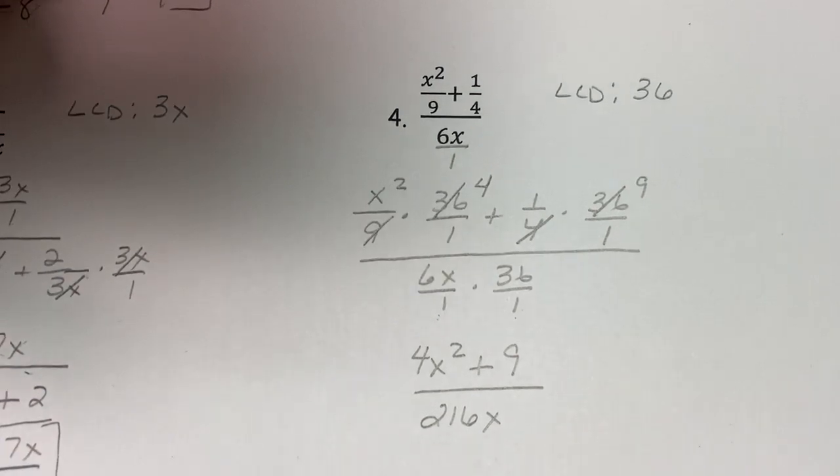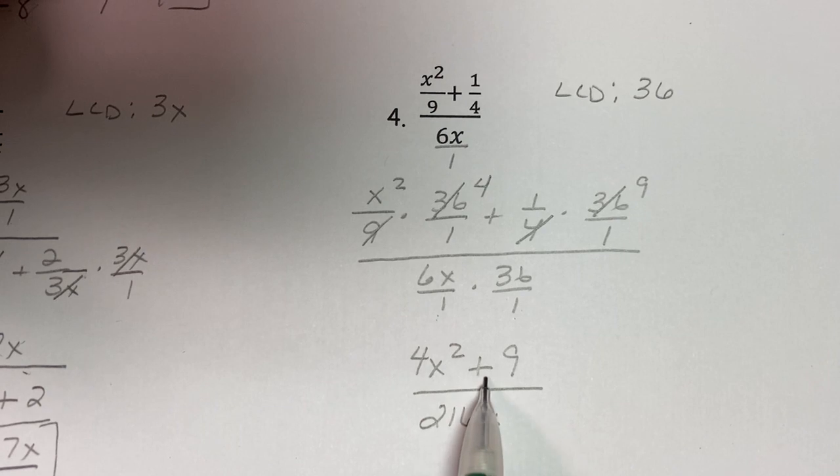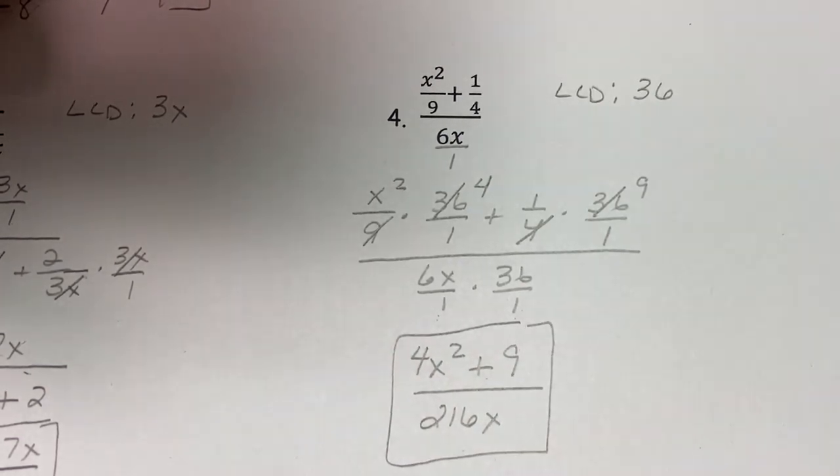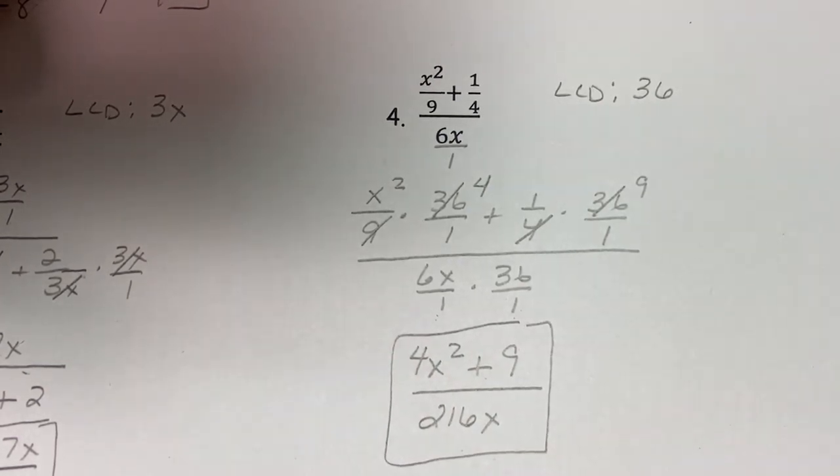Is there any way to simplify this? Is there any factoring I can do? This is a sum of squares. Can't do that, only if it was a minus. No canceling I can do. You're done with that one.